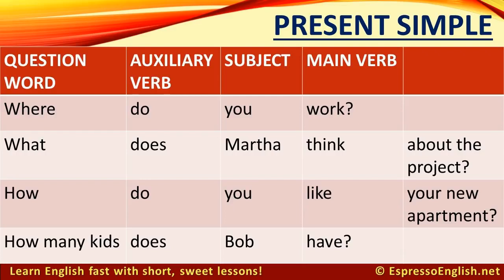Where do you work? The question word is where. The auxiliary verb is do. The subject is you. And the main verb is work. Here are 3 more examples.